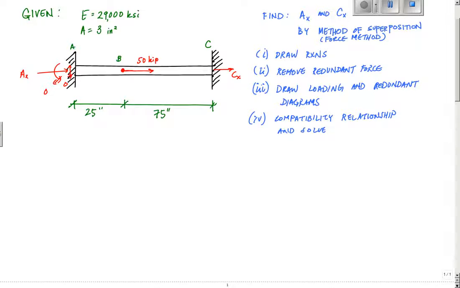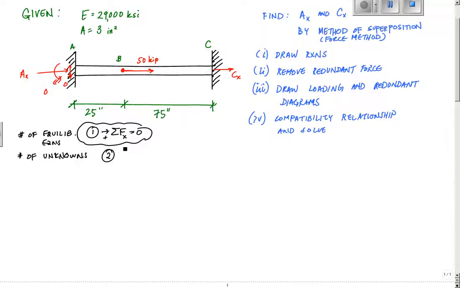Now we have to figure out how many redundant forces we have. By looking at only A_x and C_x, and only being able to look in the horizontal, the number of equilibrium equations I have is one. That's the sum of the forces in the horizontal, or in the X direction, if we call X positive to the right. This is the only equilibrium equation I have. But the number of unknowns is two. I have two unknowns and one equilibrium equation. This means I am statically indeterminate to the first degree.